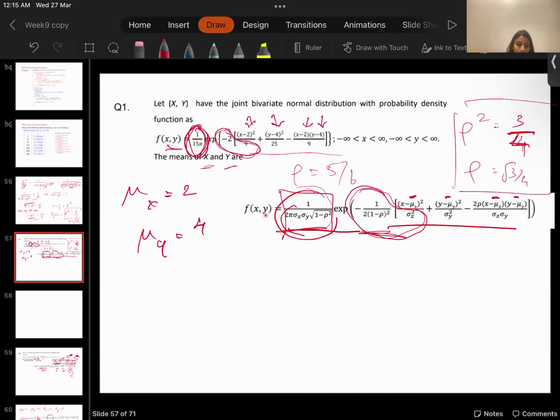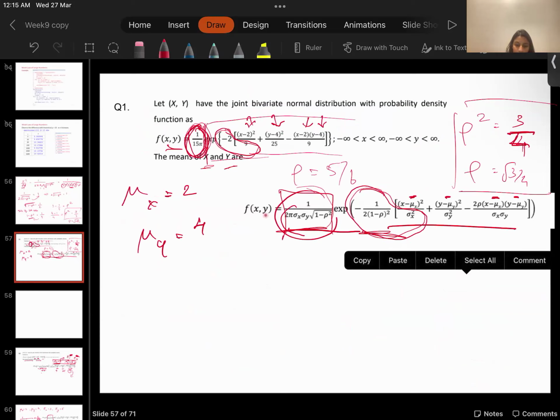So the easiest way is to compare. You forget about this exponent term. You take this first part and that first part, apply your standard deviation values, and you calculate rho. You'll get some answer. That is your rho. Rho has to be anything between -1 and +1. It can't exceed 1. It can't be below -1.